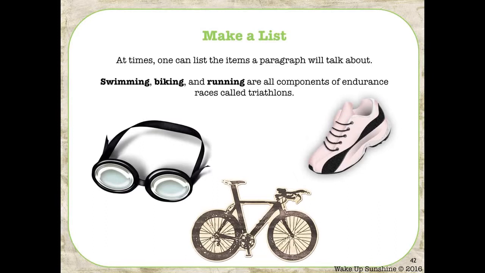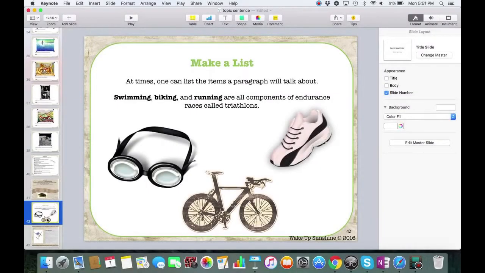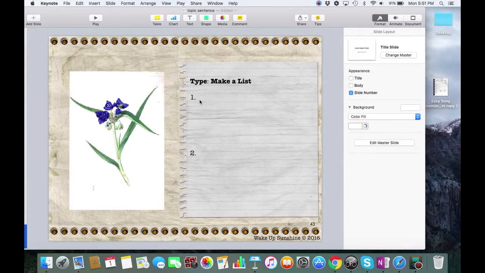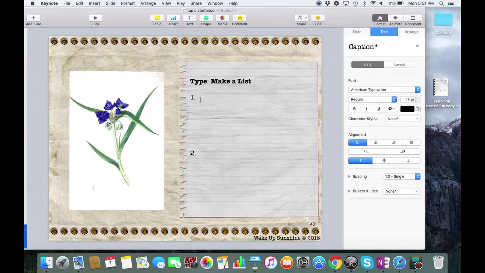So the example that you see here is swimming, biking, and running are all components of endurance races called triathlons. So you can see my list obviously is swimming, biking, and then running. And that's basically how this strategy works. So now it's time to show you our practice. Again, look at your picture that you're given here.